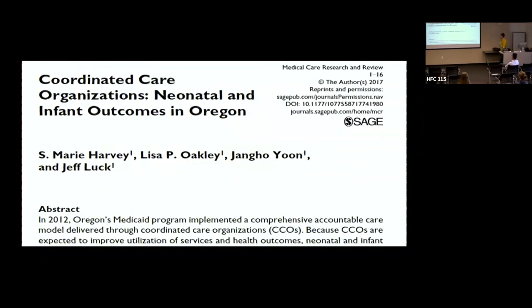implementation. In this paper, we literally use the same data set, but we examine different outcomes. This time we examine not access, but actual outcomes. Neonatal and infant outcomes are our main focus, and it is published in Medical Care Research and Review.